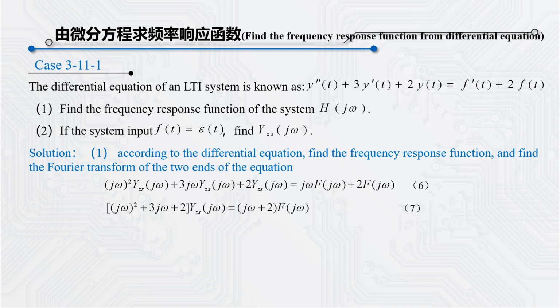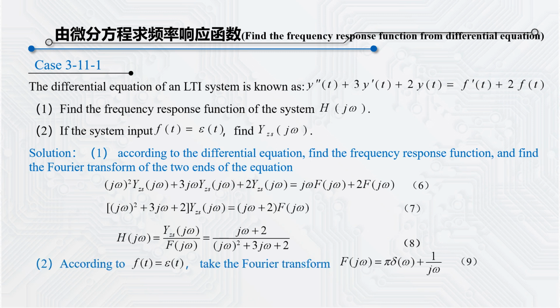It can be expressed by Formula 7. We extract Yzs(jω) on the left and F(jω) on the right. Then, according to the definition of system function, H(jω) is equal to Yzs(jω) over F(jω), so we can get Formula 8.